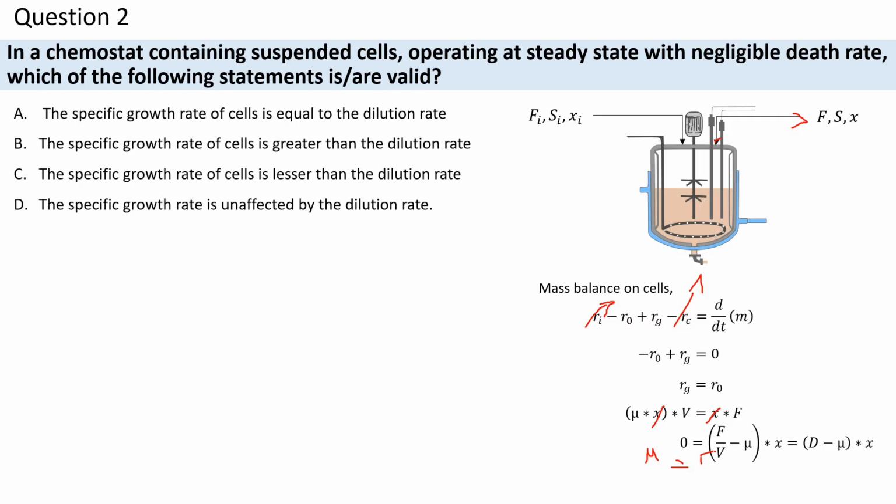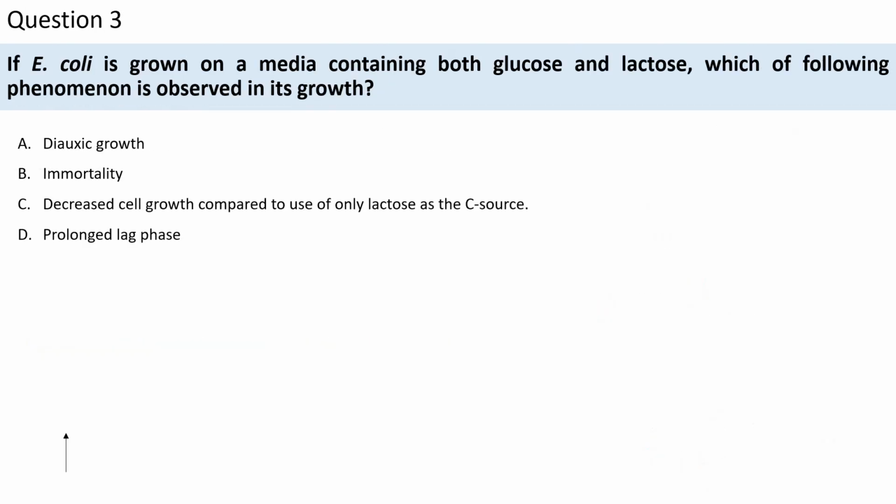X can be 0, and what is the other possibility? Mu is equal to D. Okay, so the specific growth rate of cells is equal to the dilution rate. Option A is the right answer. Moving on to question 3.